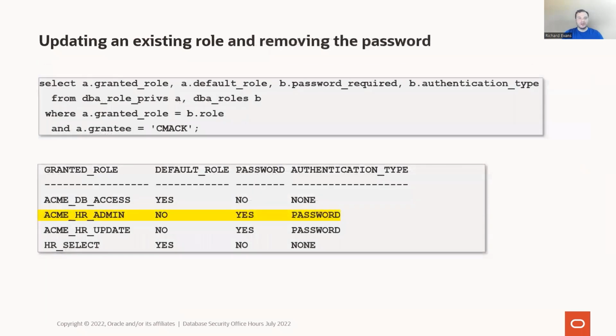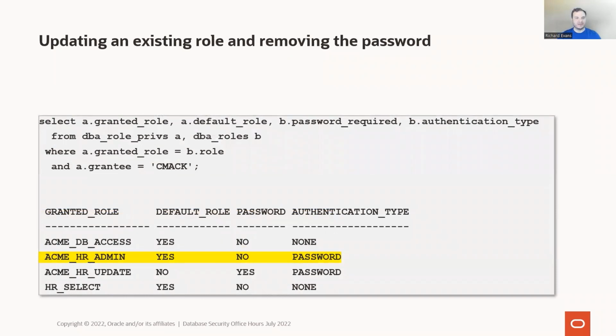Now, we want to look a little closer, right? Because it could be a non-default role, but not password protected. So we want to throw in that authentication type column in there as well and take a look at that. So now we've got a default role as no. It's not default because it's password protected. We can see the authentication type there.